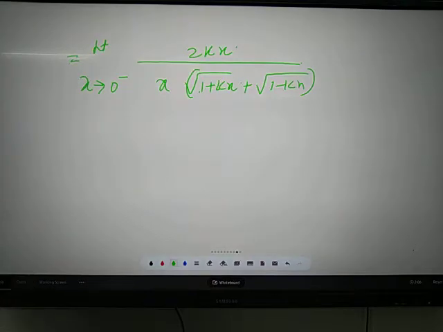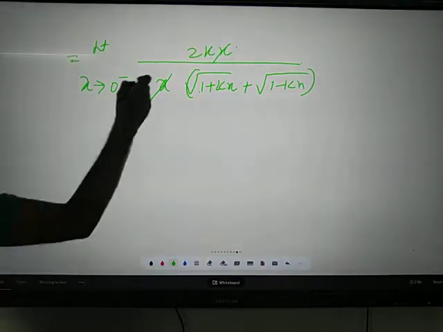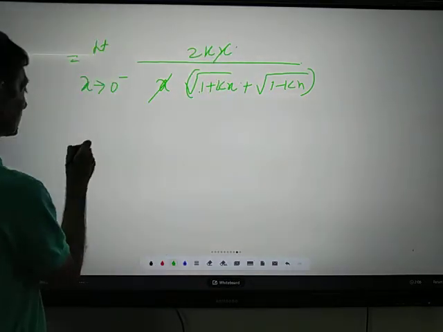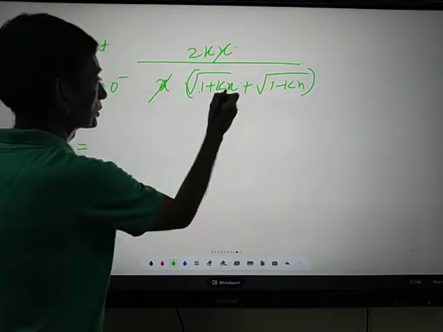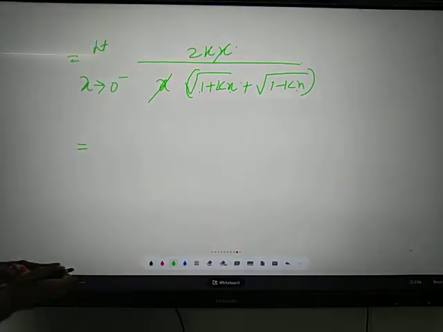Okay, 2kx. So you can just cancel this xx. The moment you cancel xx, this 0 by 0 form will be removed. Now can you put the limits? If you put the limit x approaches 0, it will be equal to 0. This will also be equal to 0.